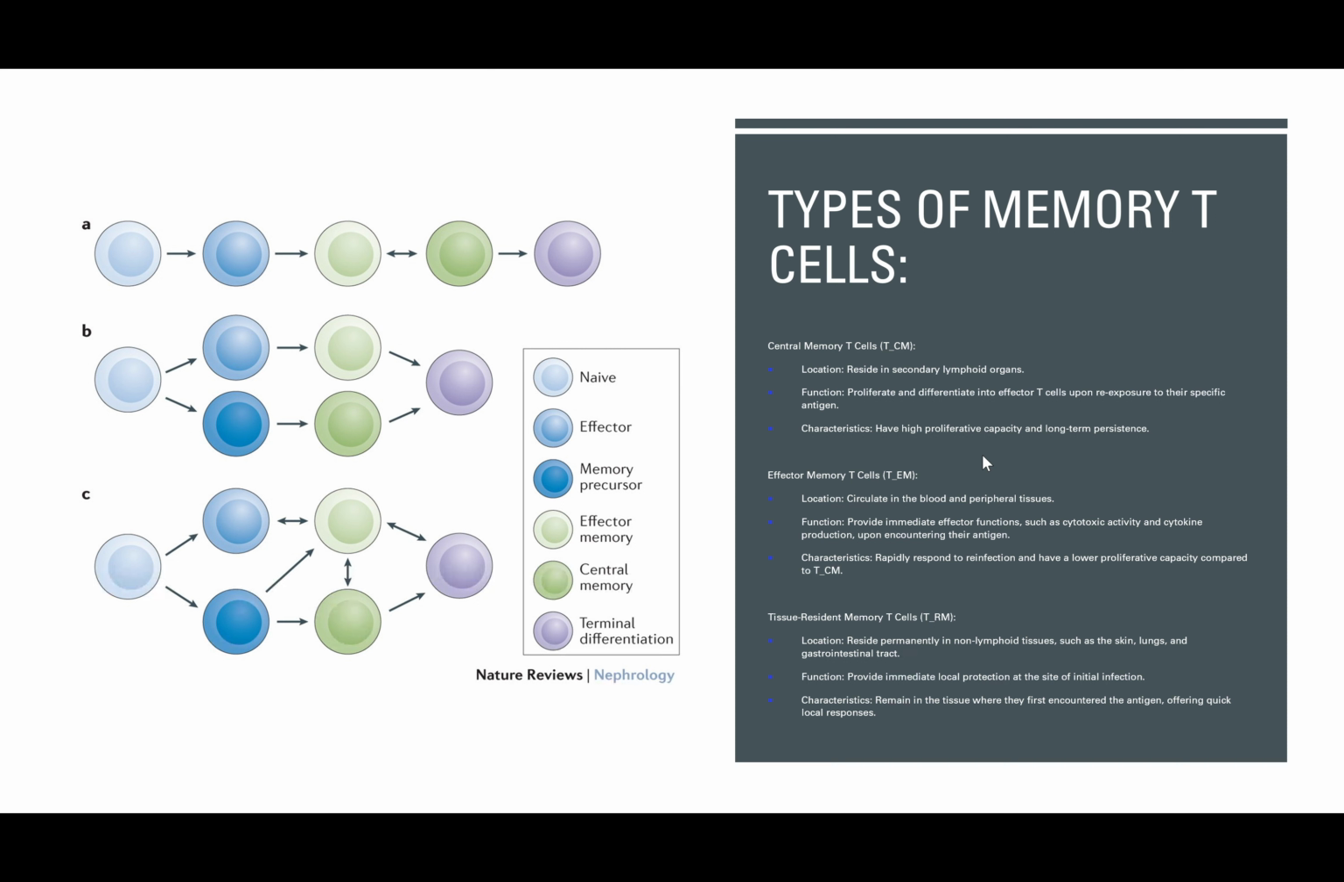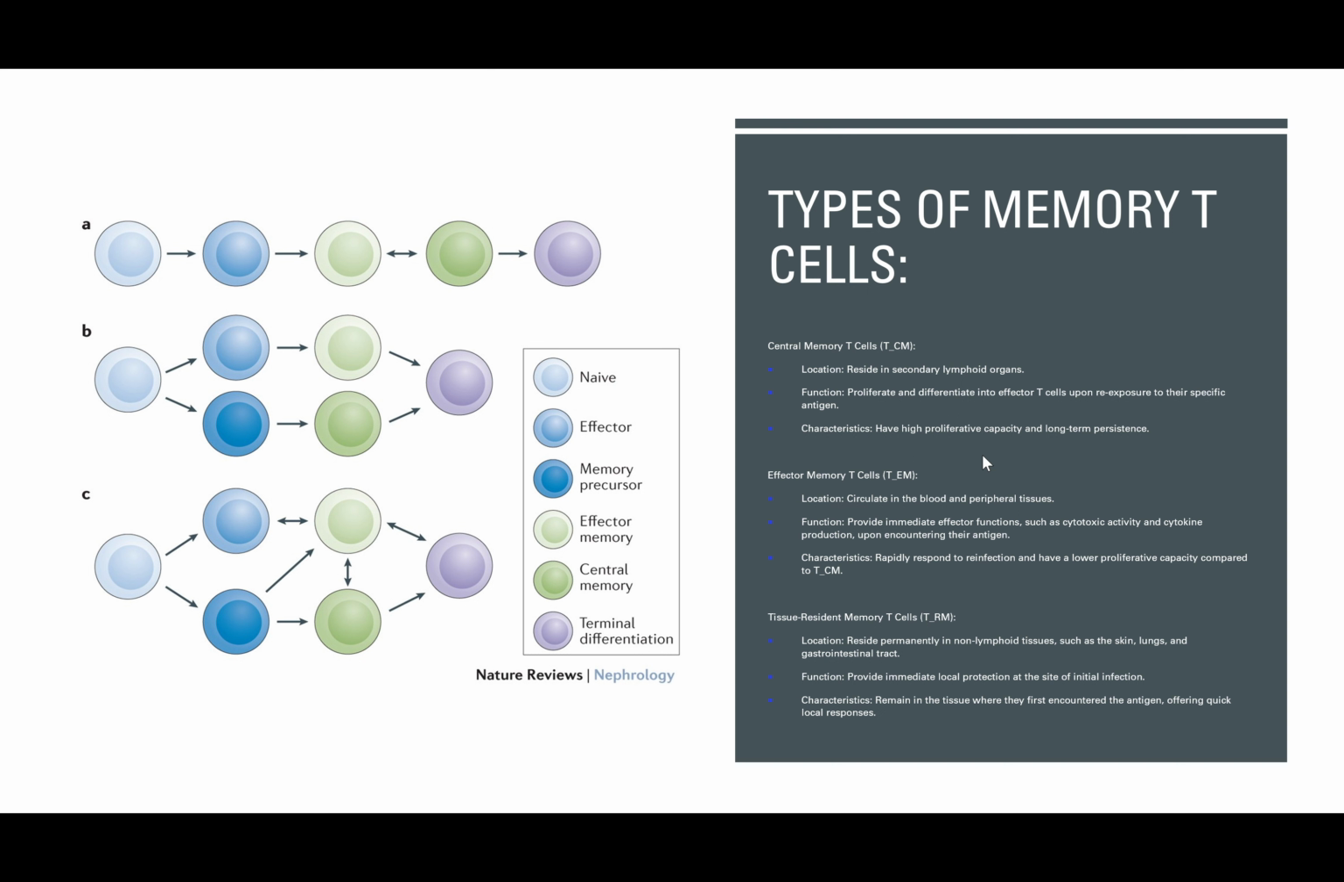The effector T cells will actually provide effector functions, such as cytotoxic activity. So they themselves remember the antigen and can actually fight the antigen themselves. Those are effector memory T cells. Also the tissue resident memory T cells provide immediate local protection at the site of infection. So we're looking at these different things. The different memory T cells will also be there.